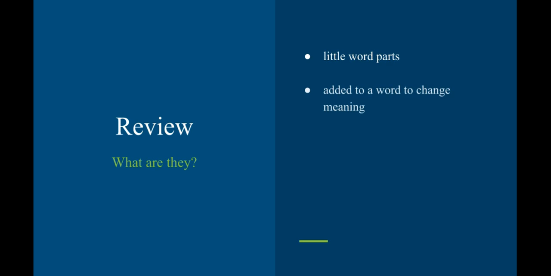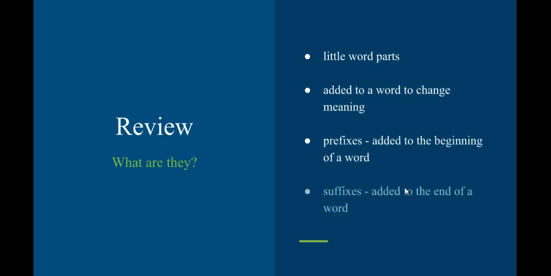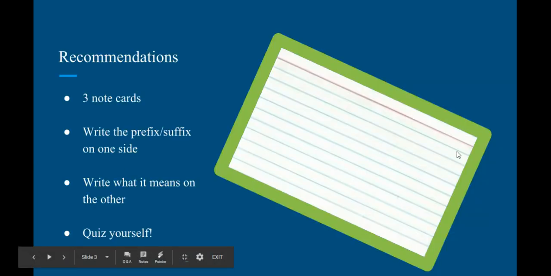They're those little word parts. They're added to a word to change the meaning. And the prefixes are added to the beginning because pre means before. And then suffixes are added at the end of a word. So we've only got a few this time, which is exciting.